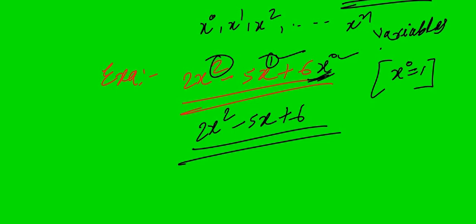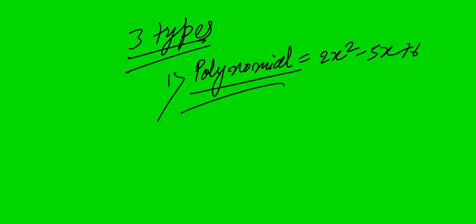Basically we will see three types of polynomial. The first type is generally called the general polynomial. Basically students get confused about what a polynomial over integers is and what a polynomial over rationals is. So there are three types of polynomials. The first type is called the general form. Here I am writing 2x square minus 5x plus 6. This is a general polynomial. This is the first type.